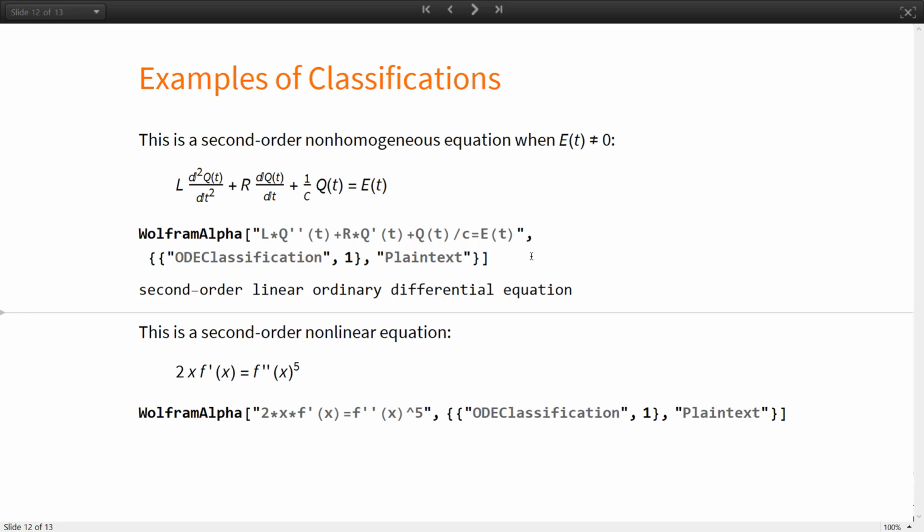Finally, we have a second-order, homogeneous, nonlinear equation. It is nonlinear because the second derivative is raised to the fifth power, and it is homogeneous because there is no g of t term that would depend only on t and not on the dependent variable. Wolfram Alpha once again confirms this to be a nonlinear equation.